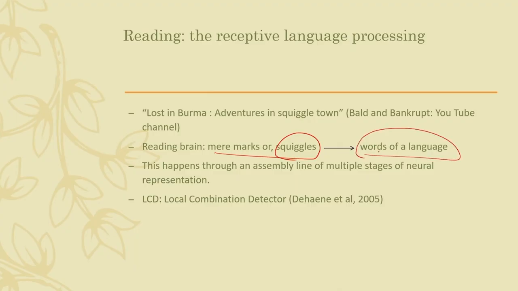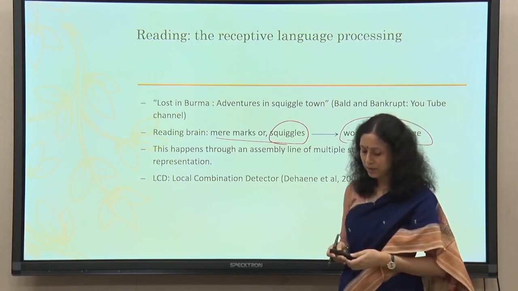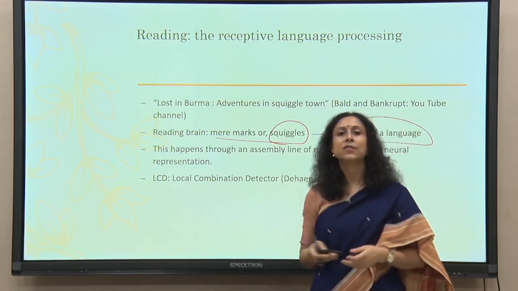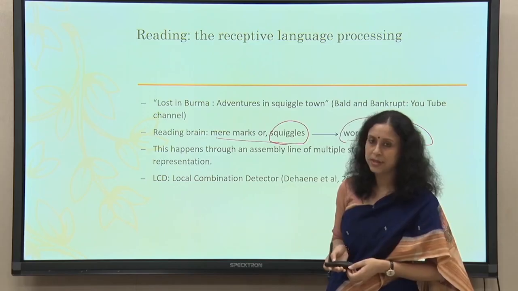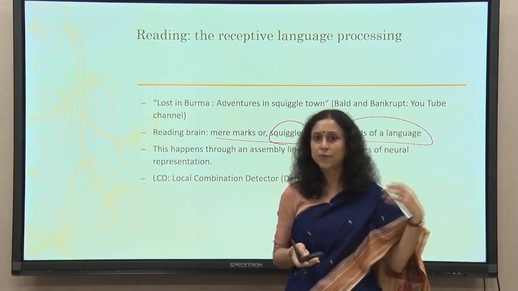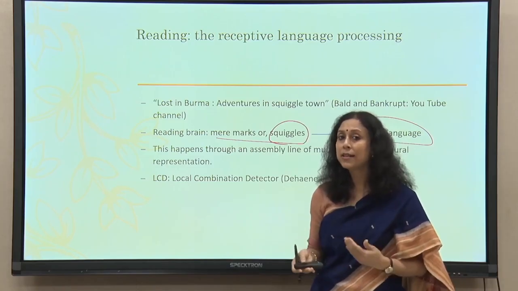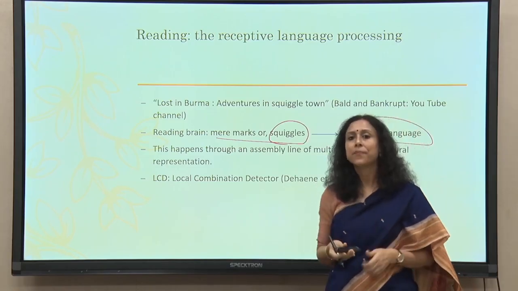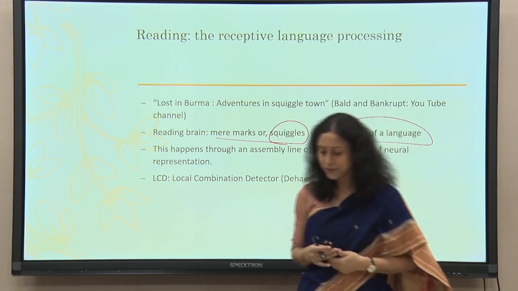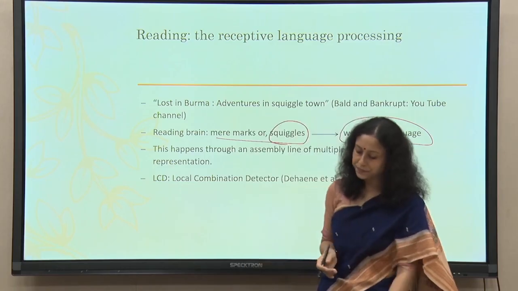When he went to Burma, through India from Manipur or somewhere, he sees all those notice boards, everything written in their language, and of course, he does not read. So, he just says squiggle, squiggle, squiggle, and more squiggle. The languages that we do not read remain squiggles for us; the language that we read becomes words of a language for us. So, that is where the reading brain comes into the picture.